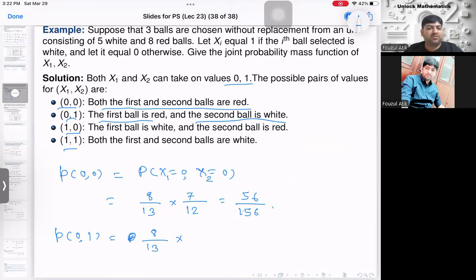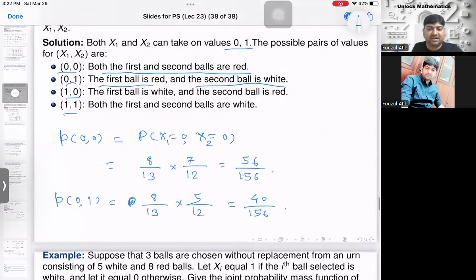So how many white balls do you have? 5 white balls. And how many balls are left? 12. So it is 5 by 12. So it is 40 by 156. I hope you understand.